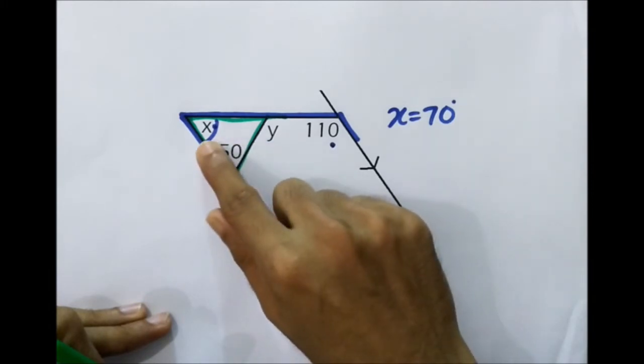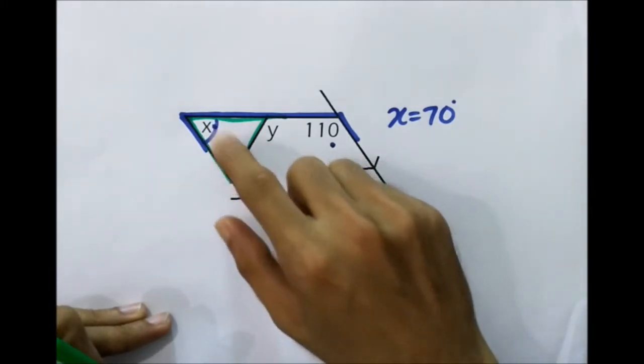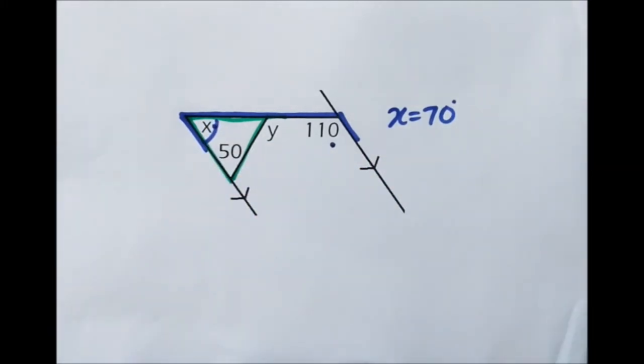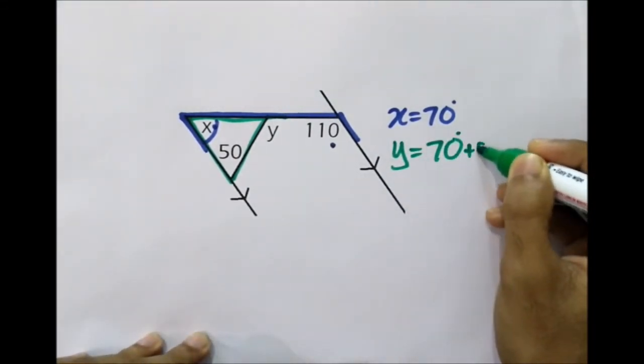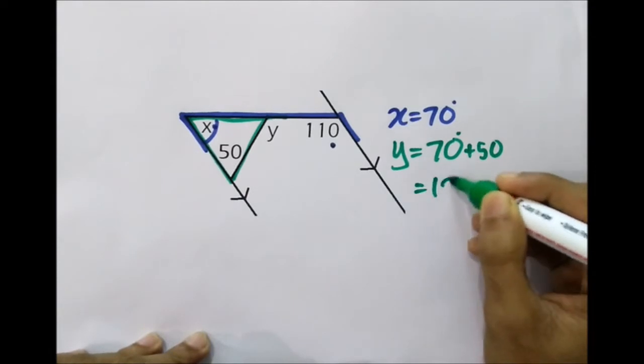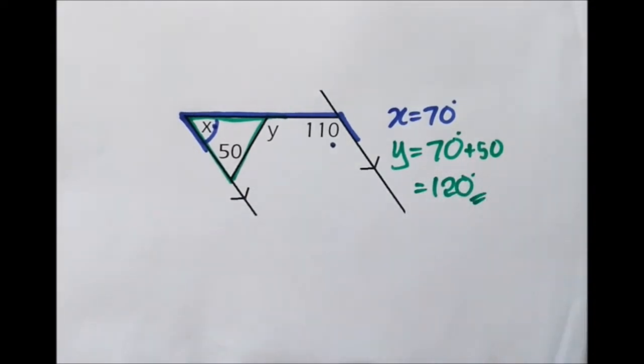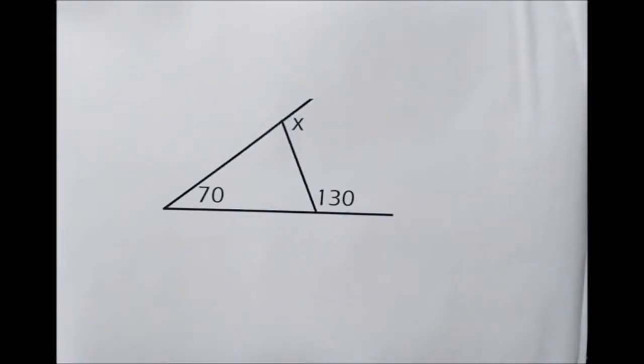Okay, fine. So the value of x we have already taken as 70. So 70 plus 50 is equal to y. So y equals, we can add them both, 70 plus 50. So the answer is 120. So this one is very easy.